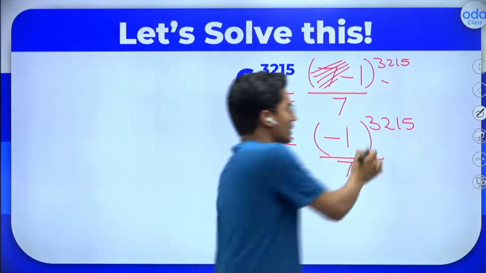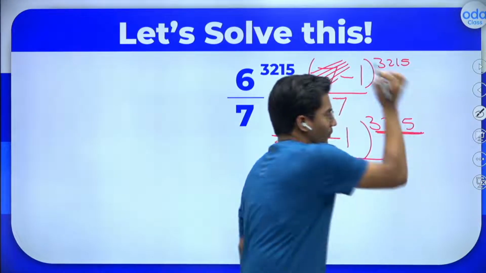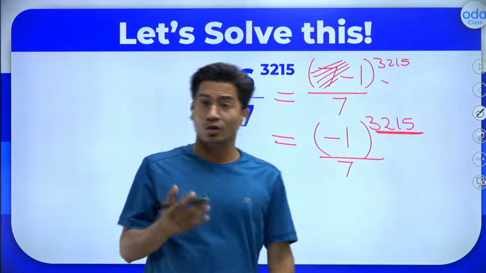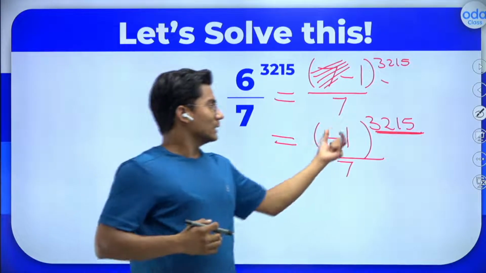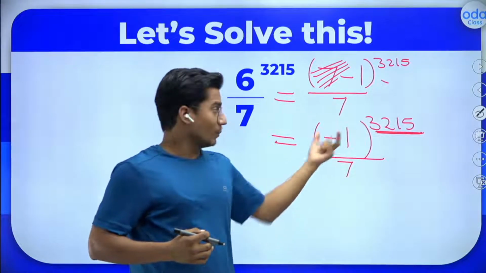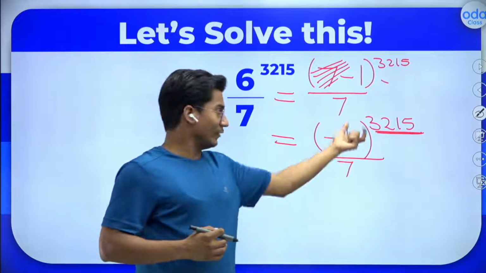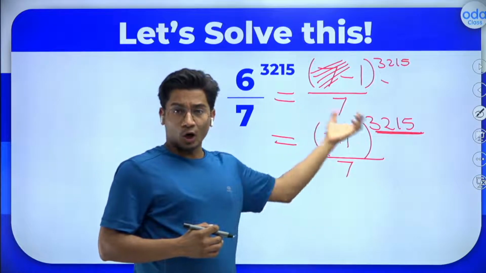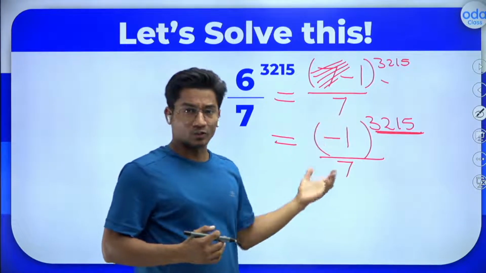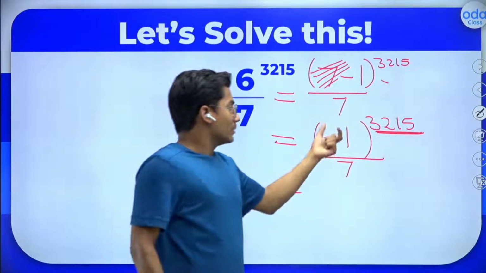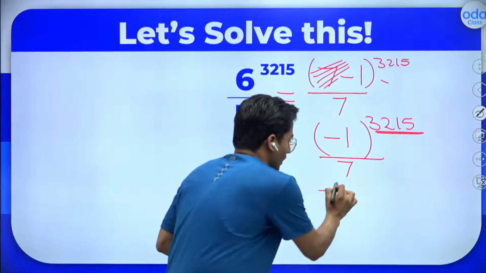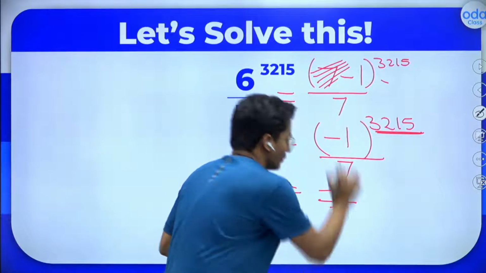So as I have discussed, if the exponent of minus 1 is odd, what am I supposed to do? I'm supposed to just make it negative, so make it minus 1. If it is even, plus 1. Odd, minus 1, even, plus 1, right? That you need to remember. So here this one will become minus 1 upon 7.